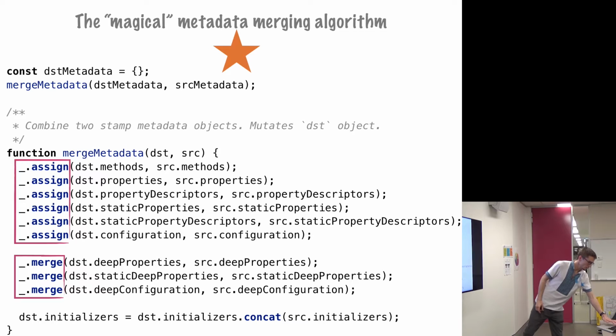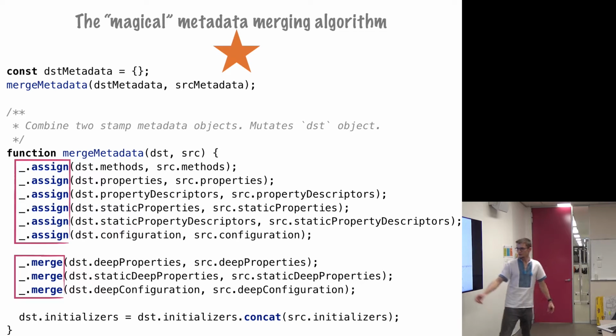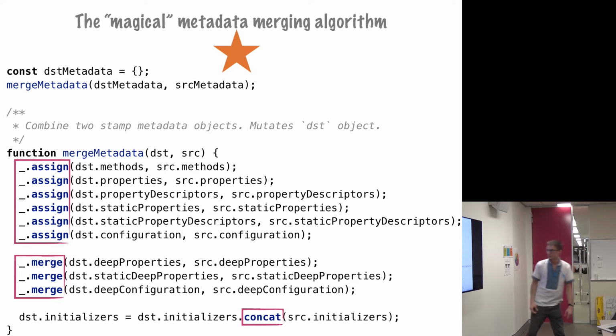Also, we merge some other metadata using the .merge, which is doing the deep merging, which is like tree merging. In other words, if the values in both dictionaries are also dictionaries, then we will merge them as well. So this is deep merging. And the initializers, we just concatenate them. That's it. This is the entire magic.